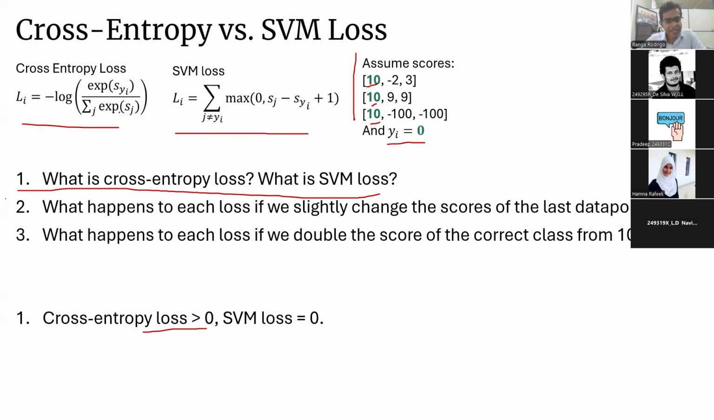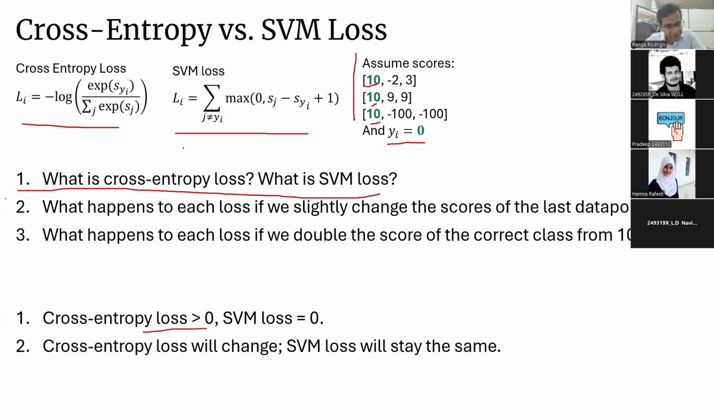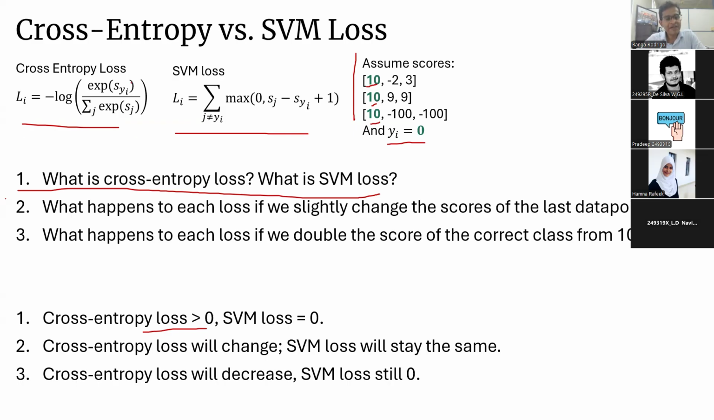What happens to each loss if we slightly change the scores of the last data point? Cross entropy loss will change. SVM loss will remain the same because it already has a margin greater than or equal to 1. What happens to each loss if we double the score of the correct class from 10 to 20? Cross entropy loss will decrease, SVM loss is still zero. So you can see cross entropy loss is never satisfied. It will try to minimize the loss further and further by doing crazy things, but SVM loss can become zero.